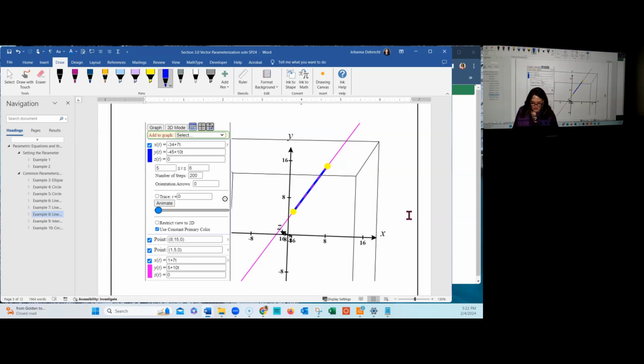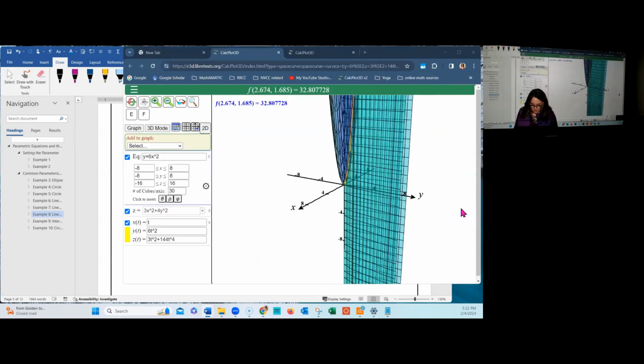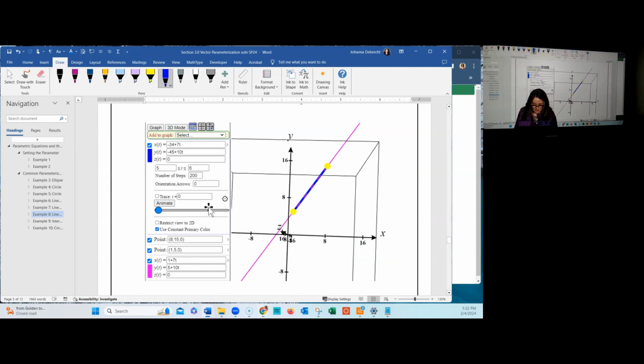So if you're wondering how I got the darker, thicker blue, well, I guess I didn't plot it for you. When you're inside of CalcPlot3D, if you click on the gear symbol right here, one of the options when you scroll down will say curve width, and the default is 2. If you make it 4, it'll be about as wide as it appears right here in this picture.